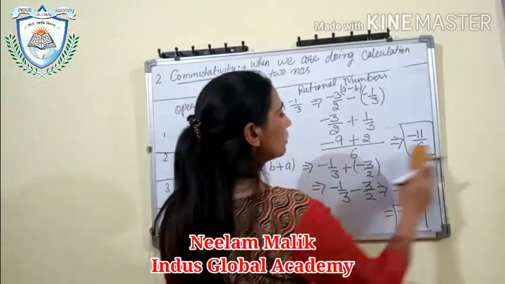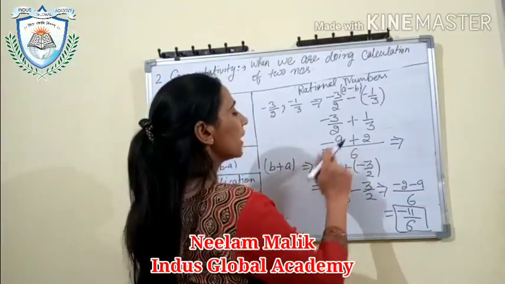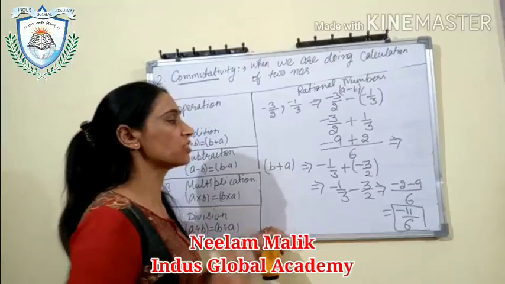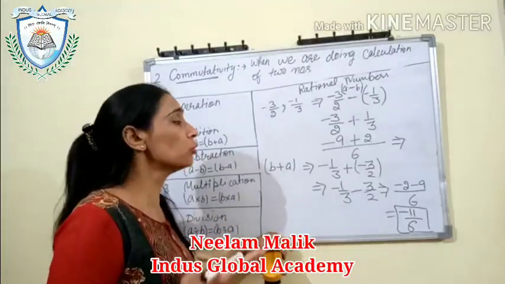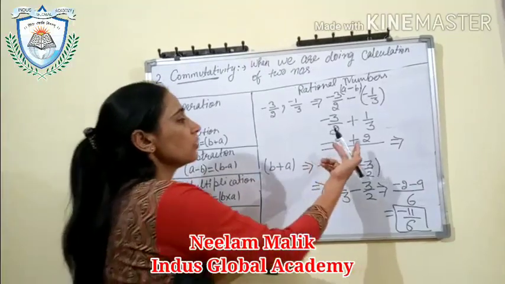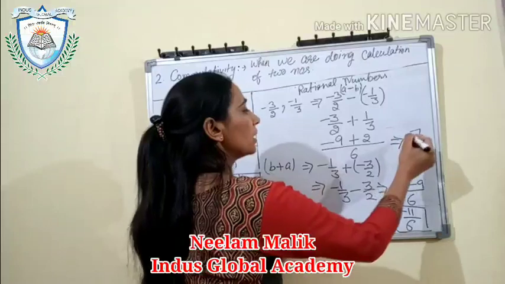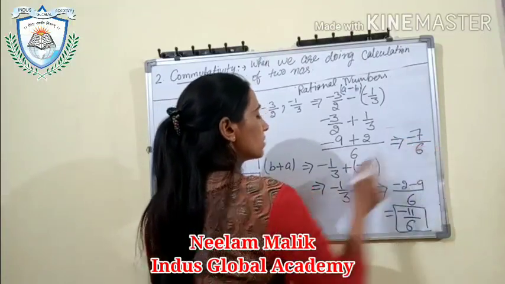What is your answer here? Here minus 9 plus 2. Yesterday I told you how to do addition of two integers when you are having different signs. Take their difference, that is 7, and the sign of the greater number. Okay, here it will be minus 7 upon 6.